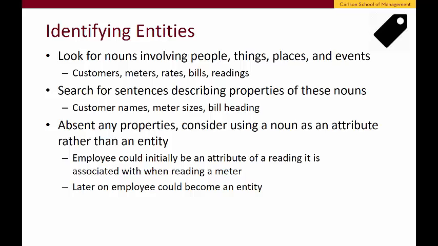Now that the previous four slides presented the problem narrative describing business requirements of the water utility database, we are ready to start with the first step of the DM process, which is identifying entities and their attributes. To identify entities in a problem description, look for nouns that involve people, things, places, and events.